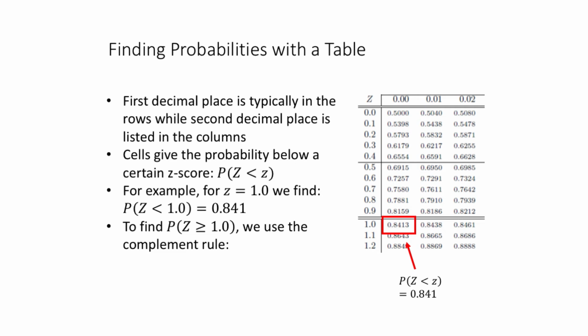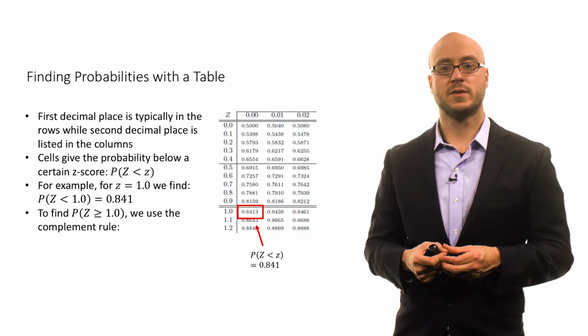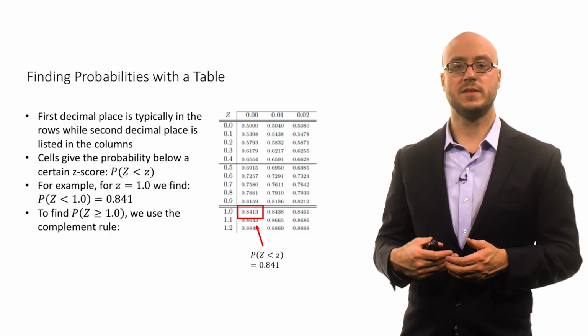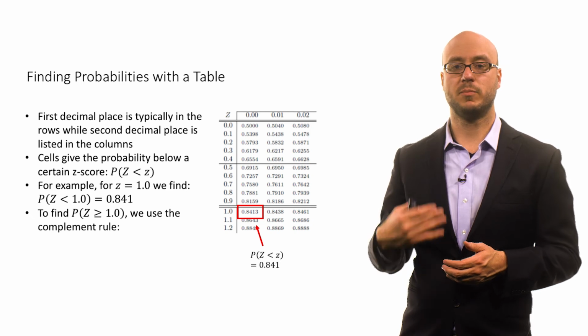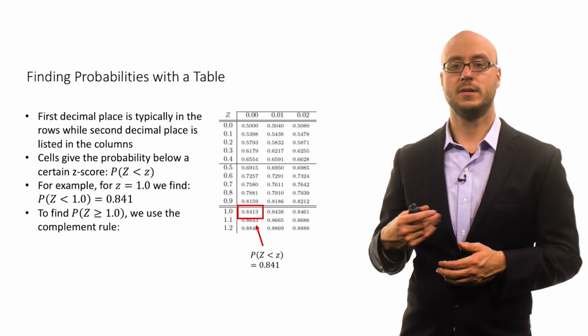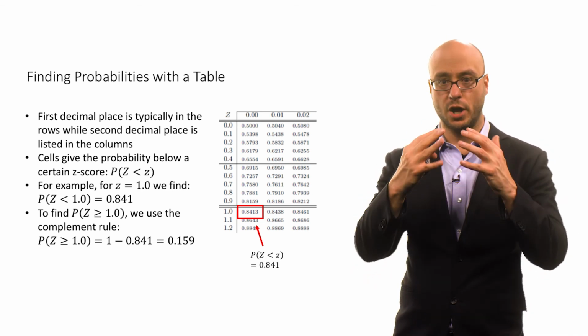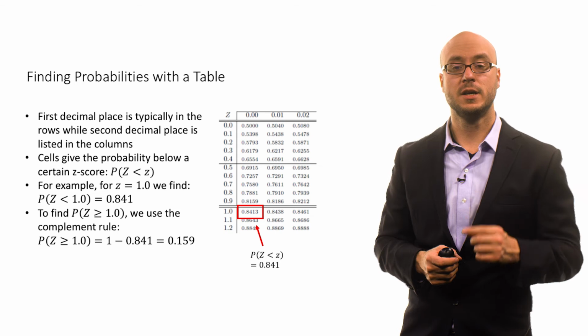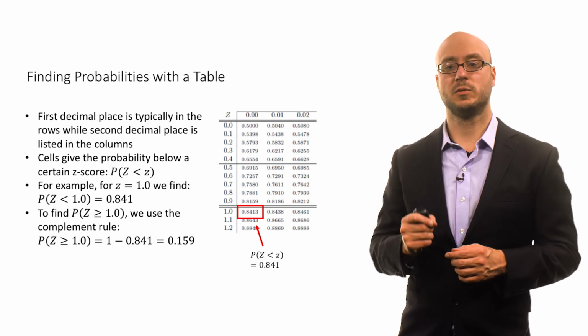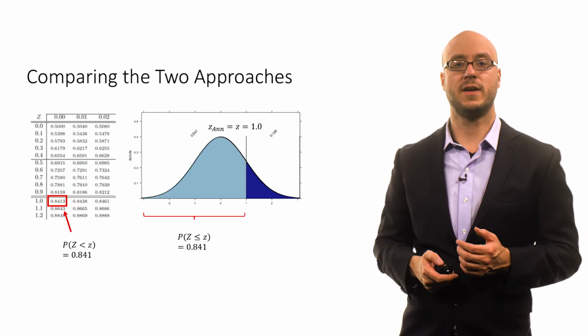So the first decimal place is typically in the rows, and the second decimal place is usually listed in the columns. Each cell of this normal probability table will give the probability below a certain z-score. So for example, for z equals 1, we find that the probability of a z-score less than 1 is about 0.841. We can also use the complement rule because the area under the normal probability distribution equals 1. So the probability of obtaining a z-score greater than or equal to 1 is roughly 0.159.